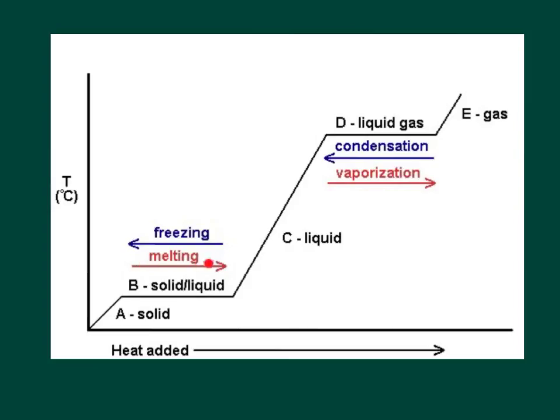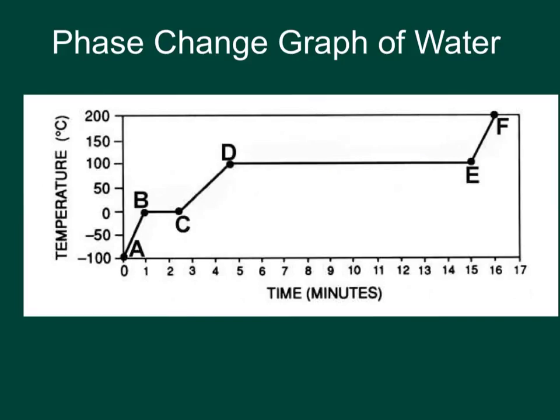So melting would be considered endothermic, and vaporization would also be considered endothermic. Exothermic is when heat is exiting a substance and it is becoming cooler. So condensation and freezing would both be considered exothermic changes. Looking at this graph, this is the phase change graph for water. We can notice that in between points A and B, we're down from minus 100 degrees to 0 degrees.